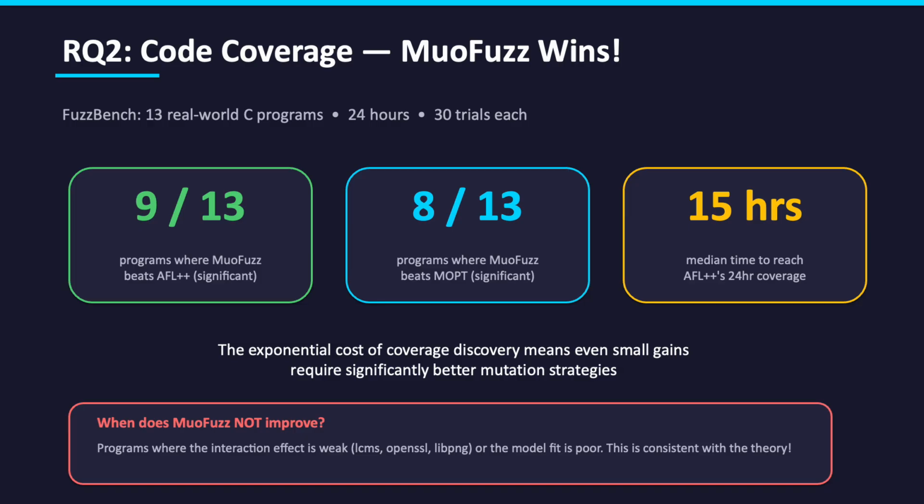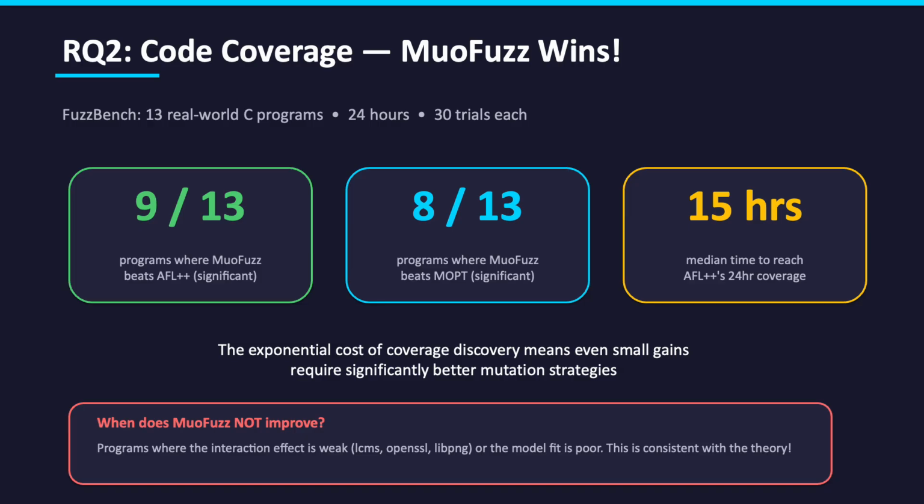But here's what I think is the most compelling number. mu_fuzz reaches AFL++'s final 24-hour coverage in just 15 hours on average. Think about that. It takes AFL++ 24 hours to get a certain coverage level, and mu_fuzz gets there 9 hours earlier. Given that the cost of discovering new branches grows exponentially over time, this is a massive speed up.